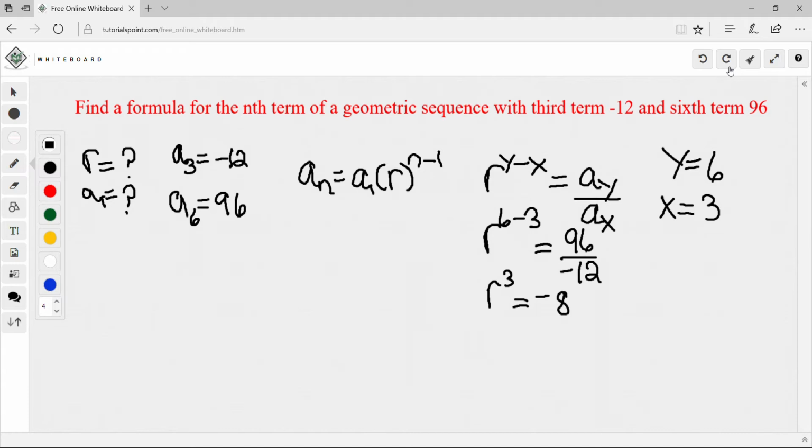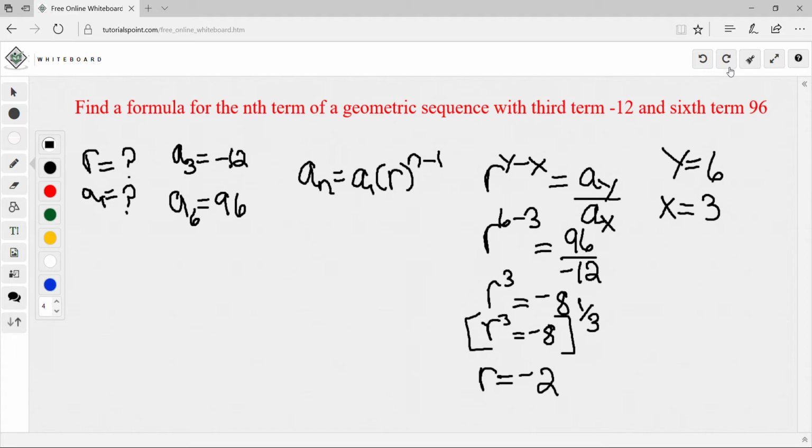So we've got to solve for r, so I'm going to raise everything to the 1/3 power to get rid of that third power. So r equals -2. Good. So now we found the ratio.